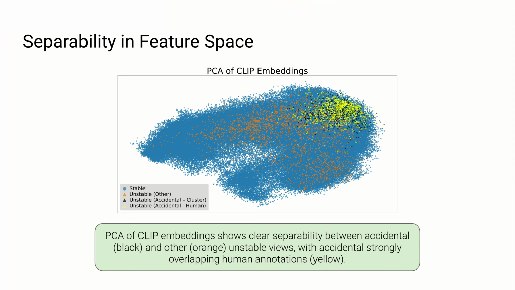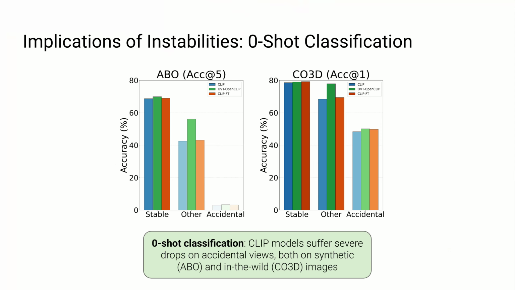This PCA visualization confirms that the model's feature space does separate our two unstable types. The other and accidental views form distinct clusters. As we will show now, these instabilities lead to significant failures in downstream applications. In zero-shot classification, we found that accidental viewpoints cause a catastrophic failure in performance.